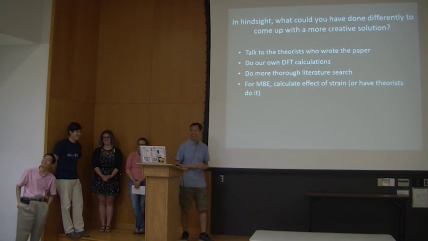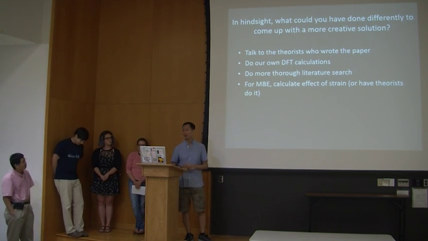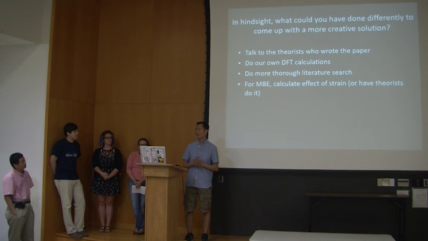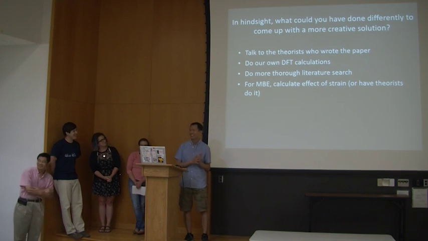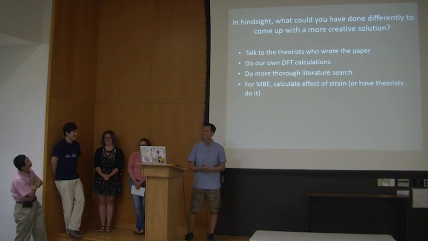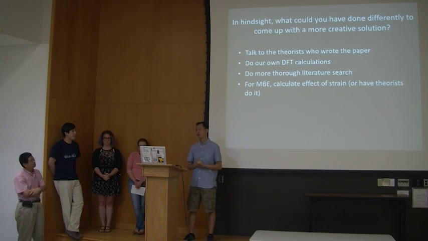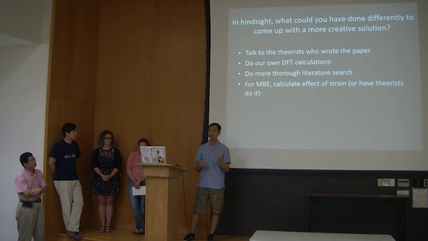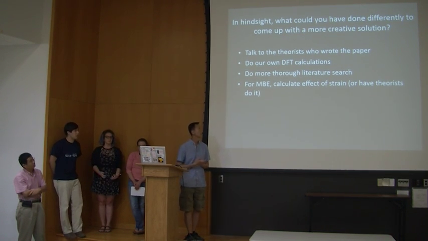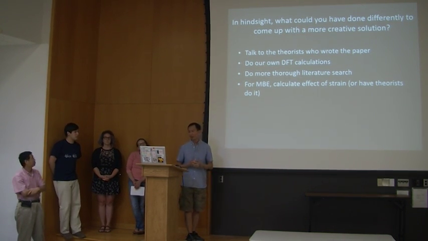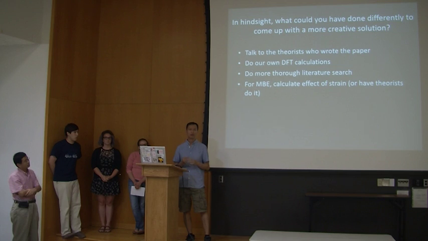We can do a more thorough literature search, because we need to come up with these slides in 1 week, so we sort of did a half-baked job, I guess. And for MBE, calculate the effect of strain. Okay, yeah, sure. So I guess in order to use MBE, we have to have lattice matching. So we could have actually calculated the strain that could be induced when we use a slightly mismatched substrate to deposit our material.